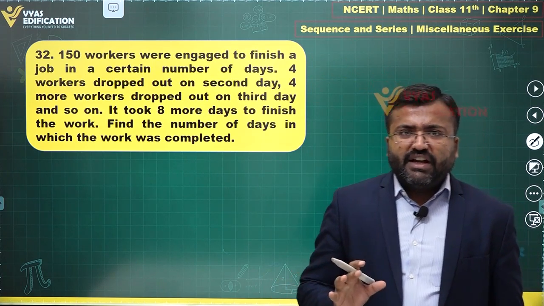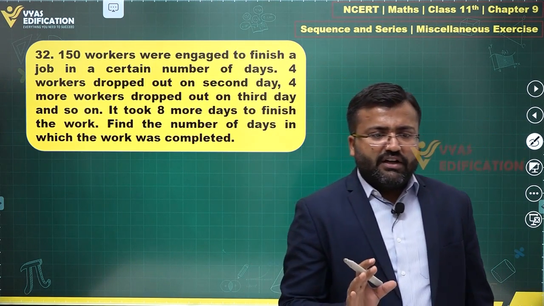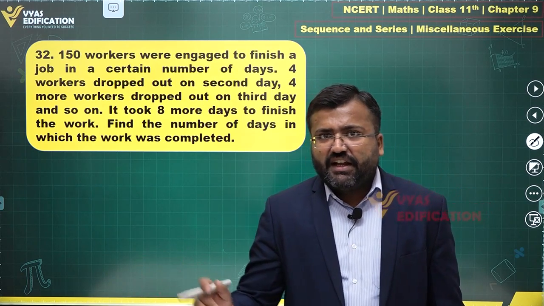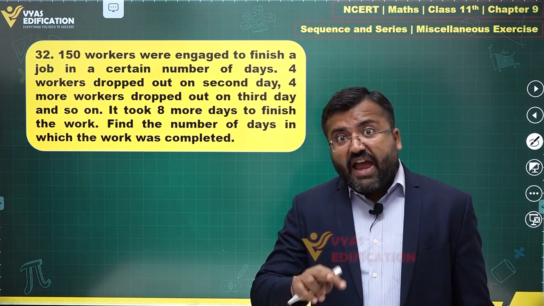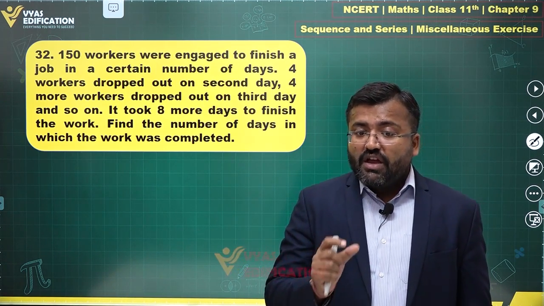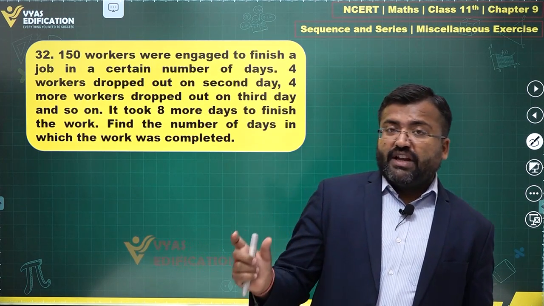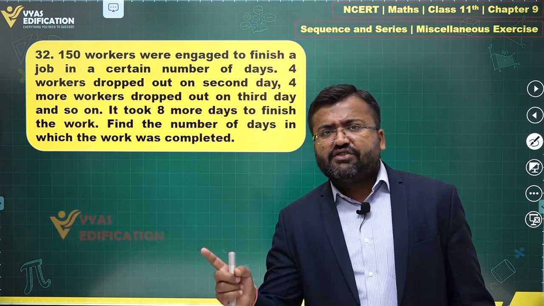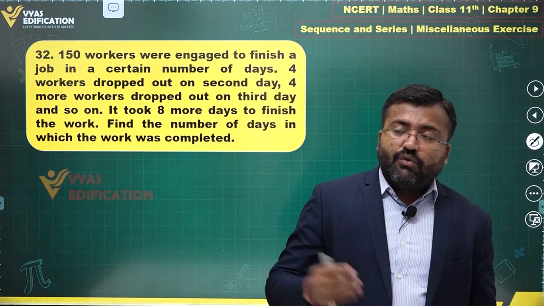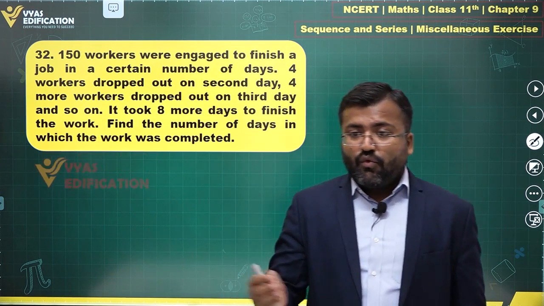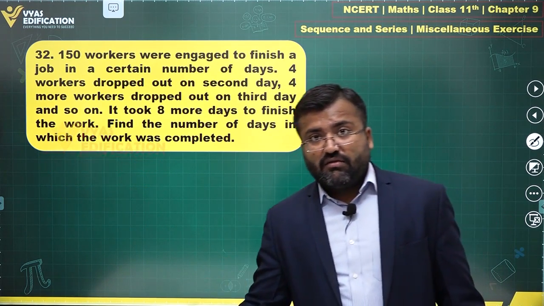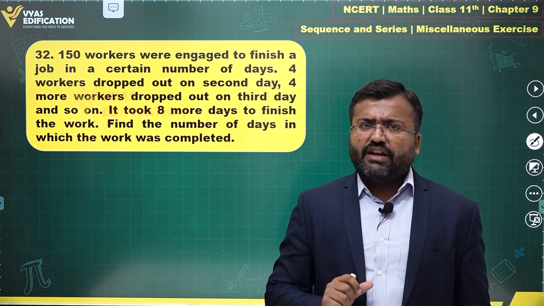So if there are 150 workers assigned to a particular task, they work for some, let's say 10 days. So the total number of man days can be counted. 150 workers into 10 days will be 1500 man days of work. Let's say if you have a lesser number of workers, the number of days will increase. If you want more workers, the number of days will decrease, right? That's what you can easily calculate.